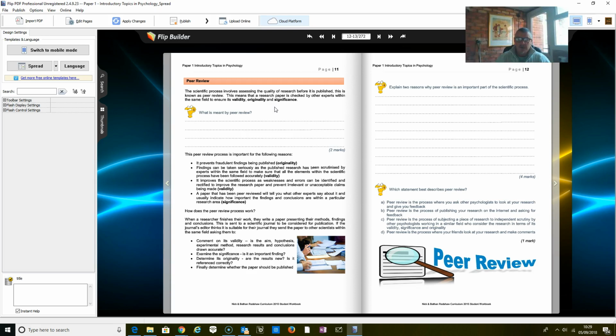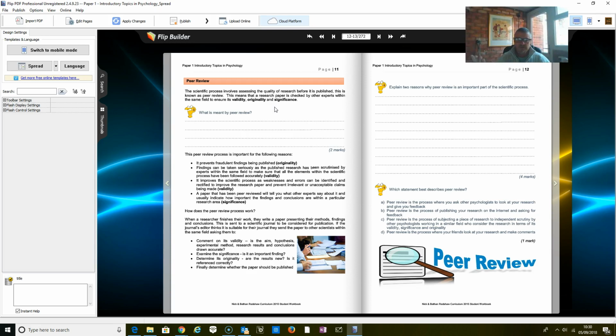A paper that's been peer reviewed will tell you what other experts say about it and usually indicate how important the findings and conclusions are within a particular research area, i.e. significance. Again, all of those terms, validity, originality, and significance, part of the original definition.